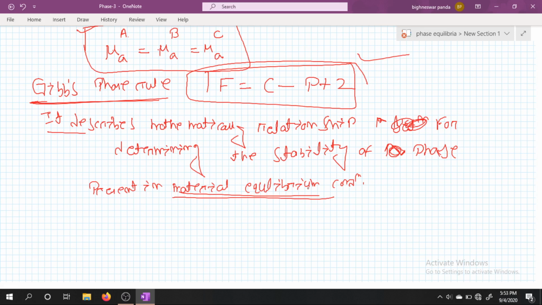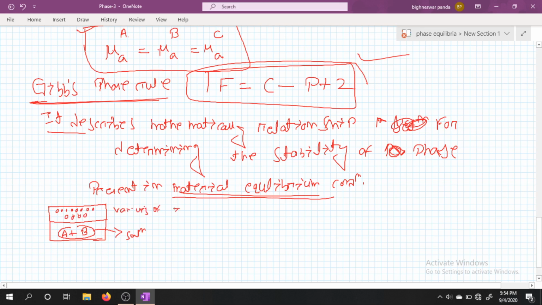So let us consider we have a system in which two components are present, that means A plus B solution, and above the A plus B solution, the vapors of A and B are present.